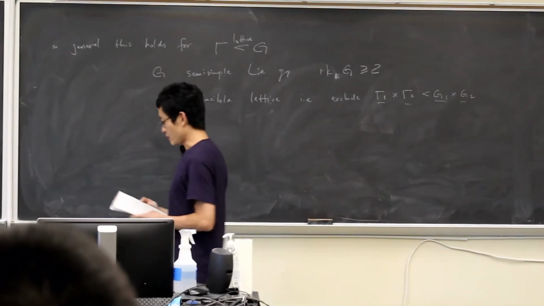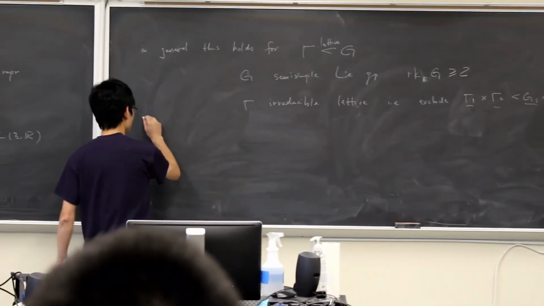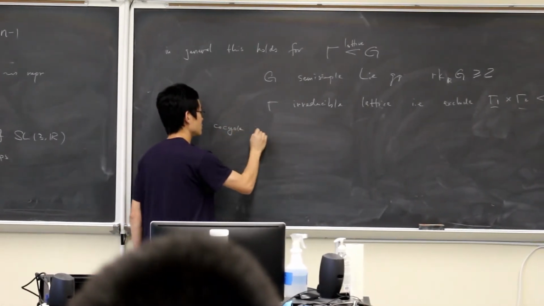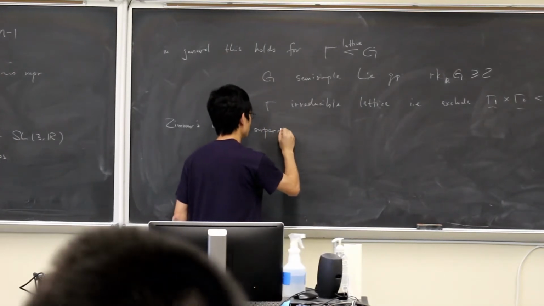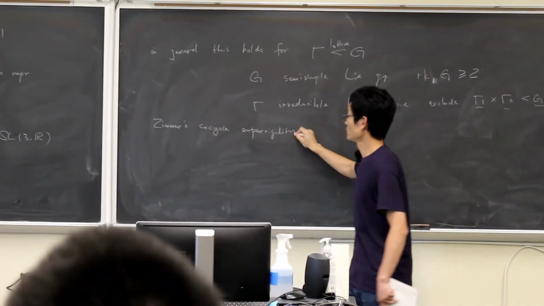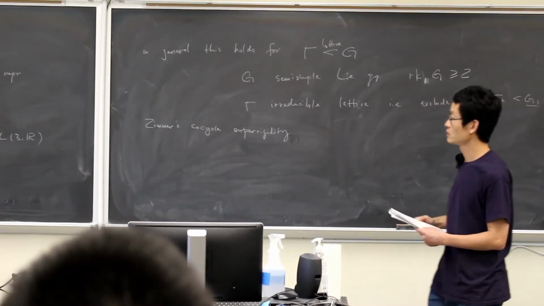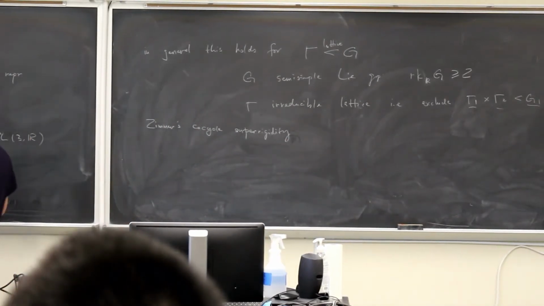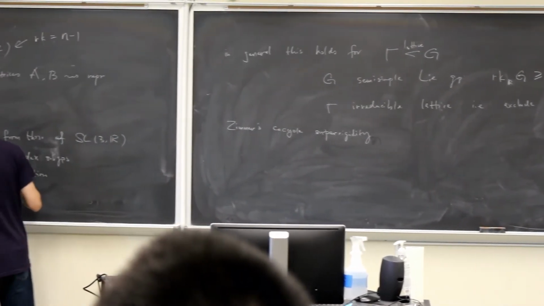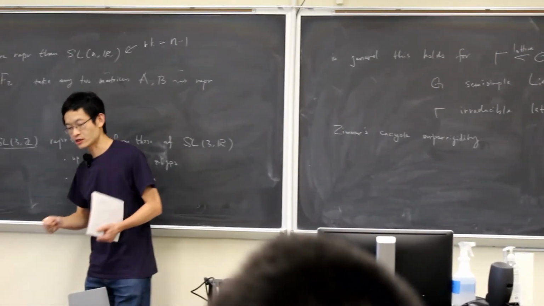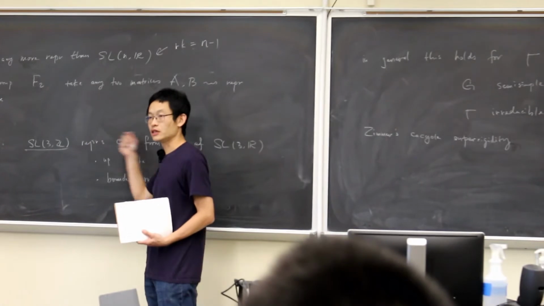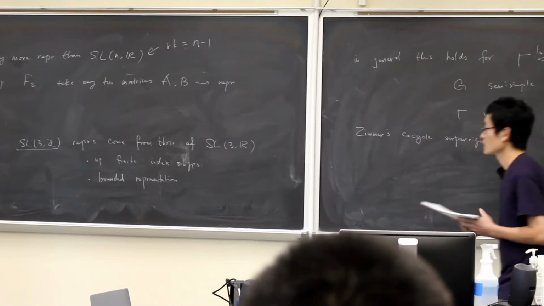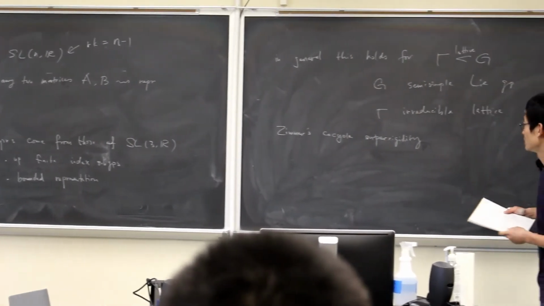Then one extension is Zimmer's cocycle superrigidity. Could you just explain this a little bit more? So you're saying that representations of the lattice come from representations of the group except with some provisos. Yeah, the correct statement is that every representation whose image is Zariski dense and unbounded is a restriction of a representation of G. Yeah. Thank you.